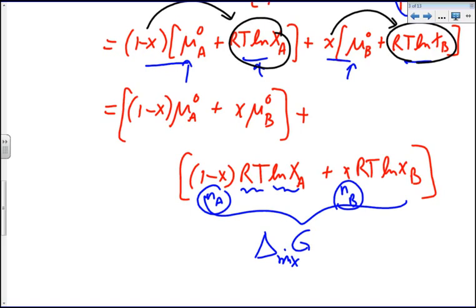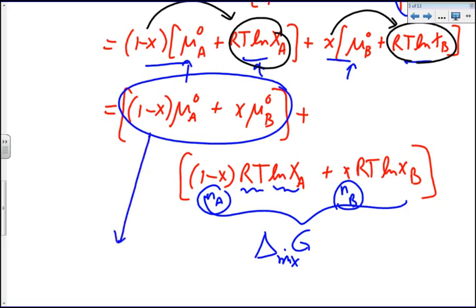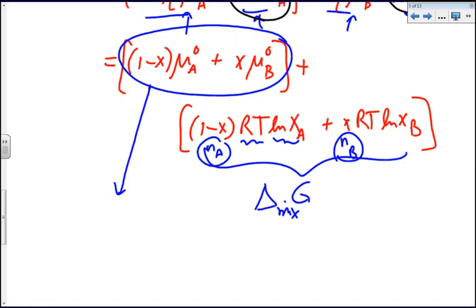All right? What about this term right here? What does this thing look like? Well, let's see. Let me rewrite that as mu naught A minus X times mu naught A plus X times mu naught B. And I'm writing it this way so I can collect X.